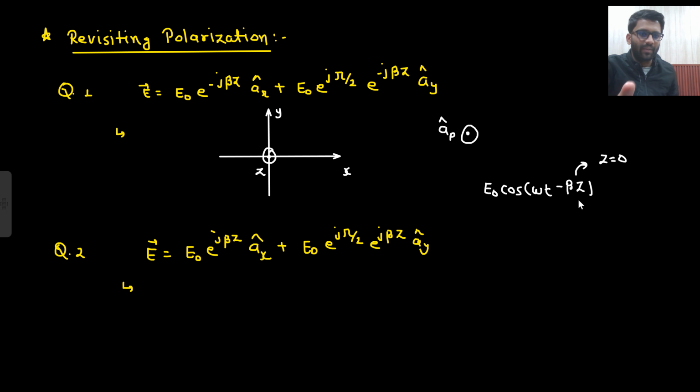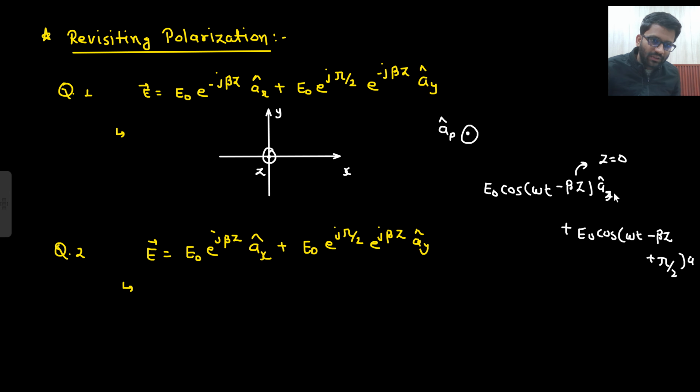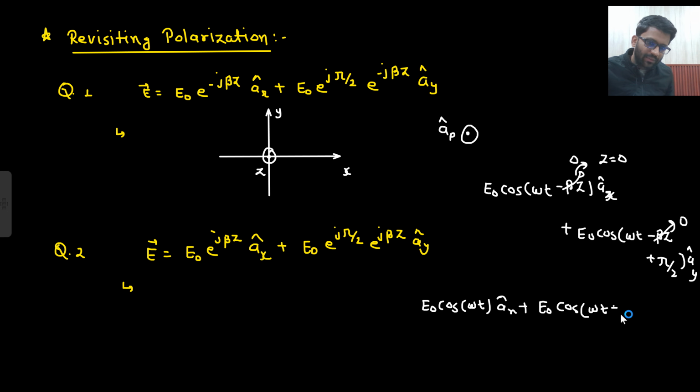So I used to write down the time domain form, and this pi by 2 phase will go inside. So here I used to write cos(omega t minus beta z). So I have written the time harmonic vector field form, with ax cap and ay cap. Then we used to put z equals 0. So what do we see? E naught cos(omega t) ax cap plus E naught cos(omega t plus pi by 2) ay cap.